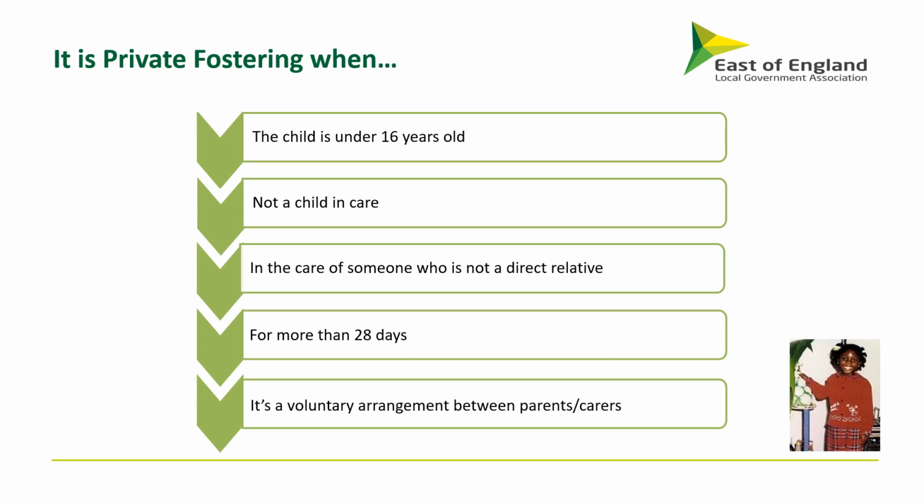Private fostering is where a child stays with somebody who is not a direct relative for more than 28 days. It's a voluntary arrangement between parents and carers. We all have a duty to inform the local authority of private fostering arrangements. This came about as a result of the learning from the death of Victoria Climbié, pictured here, and the Children Act in 2004.